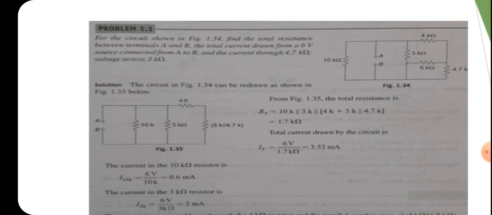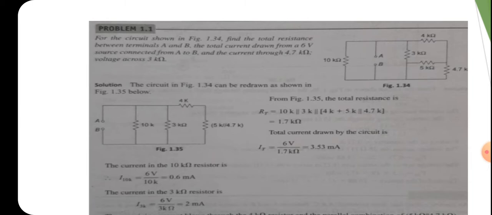So first of all, you have to redraw the circuit in order to find out the total resistance in a simple manner. So we first keep the terminals A and B to the left side, and draw all other resistors to the right side. It can be simply done by keeping the terminals towards the left side. And first, starting with the 10 kilo ohm, its upper terminal is connected to A and lower terminal is connected to B.